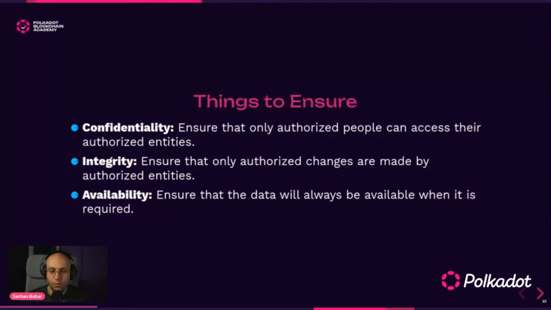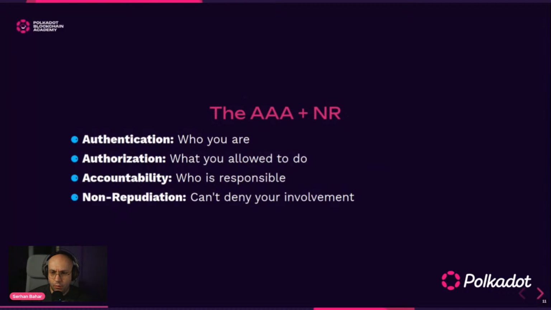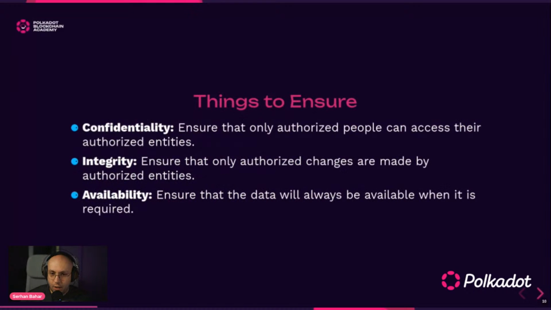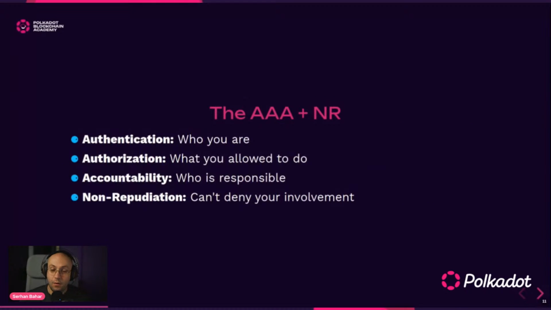But what are those? Confidentiality ensures that only authorized people can access authorized entities. Integrity is the same concept from another point: ensuring that only authorized changes are made by authorized entities. Availability is the same concept, but looking at a different angle of the triangle: ensuring that the data will always be available when it's required. So, is that all? Of course not. When we cover confidentiality, integrity, and availability, we need to add some more things that can cover everything about application security and also security.